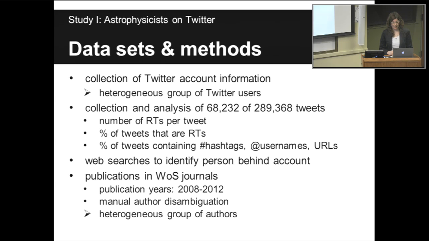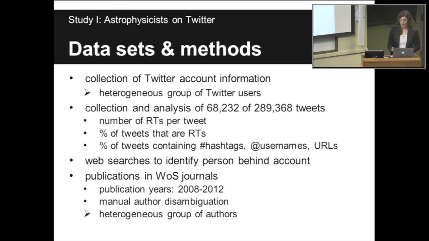For the publication analysis, we had to identify the people behind the account because we needed their actual names to identify their publications in the Web of Science. We limited that to 5 years, 2008 to 2012. And of course, it always involves a lot of manual author disambiguation. So we really checked manually if each publication belonged to the person we were looking for.